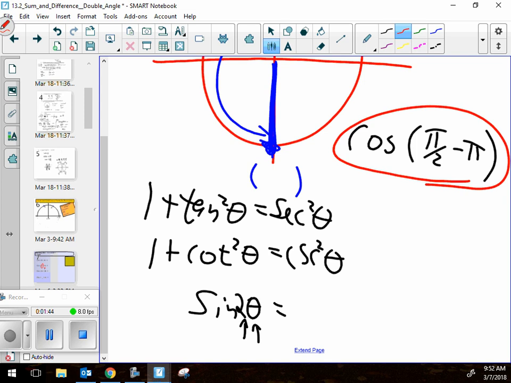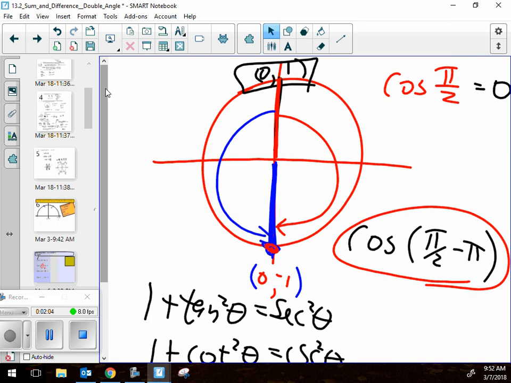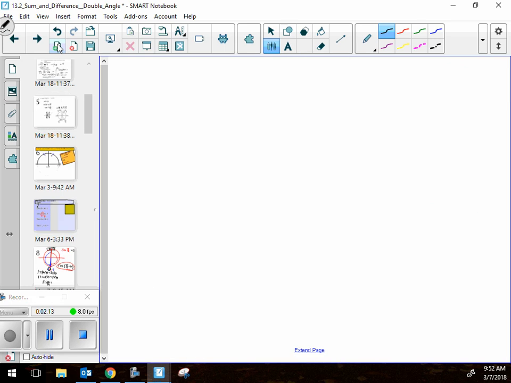If we wanted to do cosine of pi over 2 minus pi, first you figure out where pi over 2 is, which was here. And then if I go minus pi, I would actually go around this way and get to that spot. What's this spot? That spot is at what comma what? It's at 0 comma negative 1. And is cosine the x or the y? Cosine is the x, which would be 0. So the answer is just the same as it would have been up here.